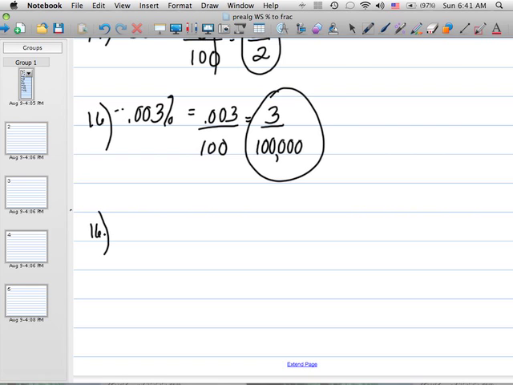And then we have another 16. Write the percent down as 7.5%. Change it to a fractional percent. 2 times 7 is 14 plus 1. That's 15 halves percent.